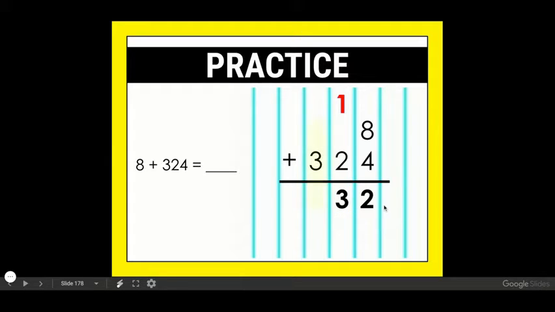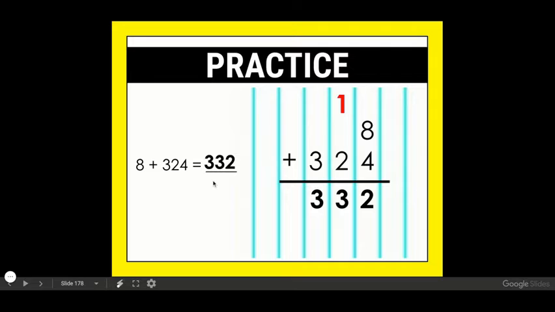Now let's move on to my hundreds. I have 0 plus 3. 0 plus 3 is just 3. So 8 plus 324 equals 332.